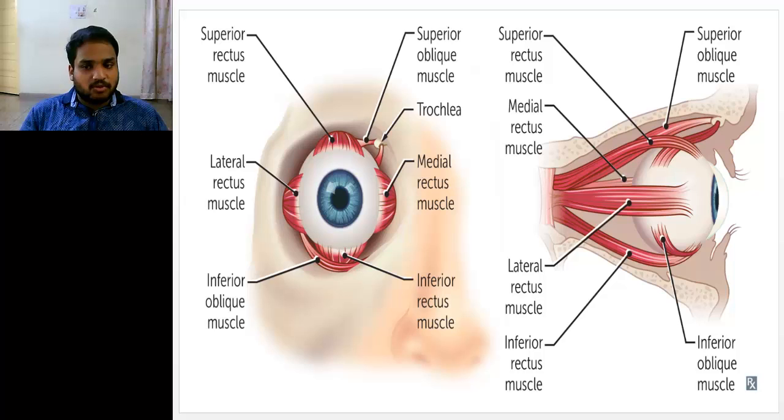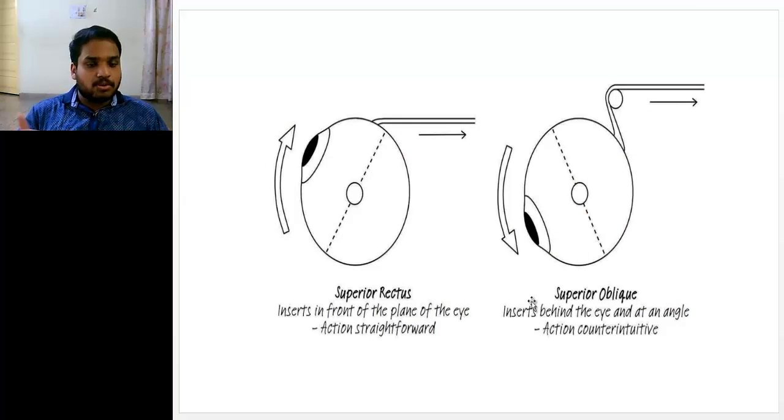It is not like the superior rectus and the inferior rectus. We know the superior rectus helps to move upward, the inferior rectus downward. But the superior oblique helps to look downward, right? Let us see how. The superior rectus inserts in front of the plane of the eye, right? And so the action is straightforward. The superior rectus pulls the eyeball upwards and helps to look upward, right?